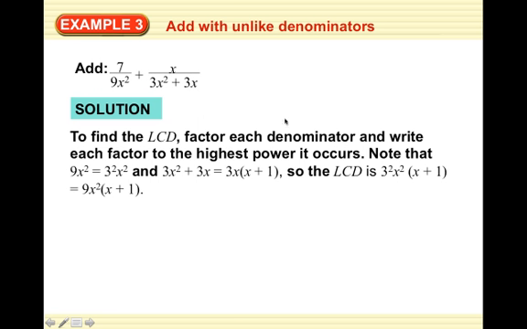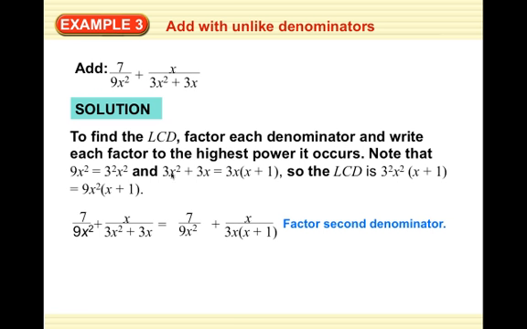Okay, so the least common denominator is going to be, let's see, we have 3 squared and 3, so it's going to be 3 squared. We've got x and x squared, so x squared. And we've got x plus 1, so x plus 1. So 9x squared times x plus 1. Now, let's recopy, but let's rewrite the 3x squared plus 3x in factored form. So we're going to have 7 over 9x squared plus x over 3x times x plus 1.